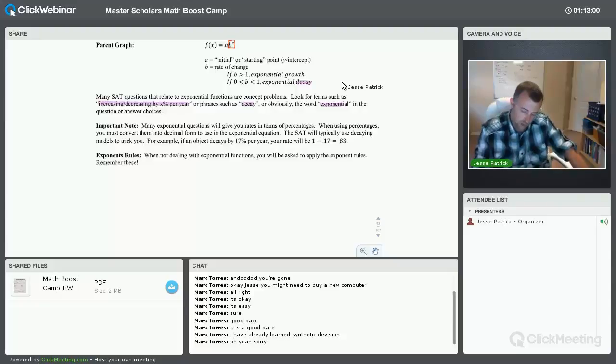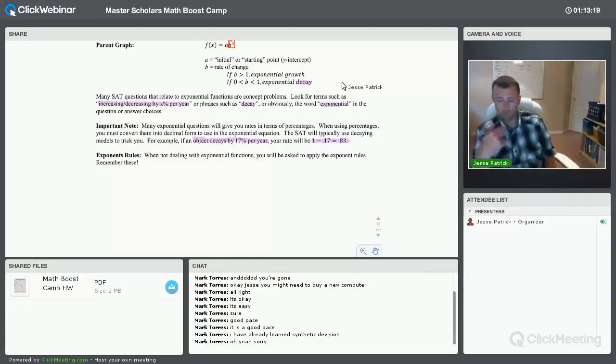Important note here we go. That's what I was talking about. An object decays by 17% per year. Going back to a percentage unit way back when, in this case to find the actual rate that you plug in for b, you would have to subtract that number from 1, like 100% minus 17%, because that means after a year you went down 17%, you'd be left with 83% of that original value. So that's how you go down 17%. You multiply by 1 minus 0.17.